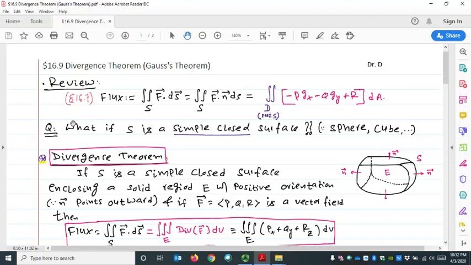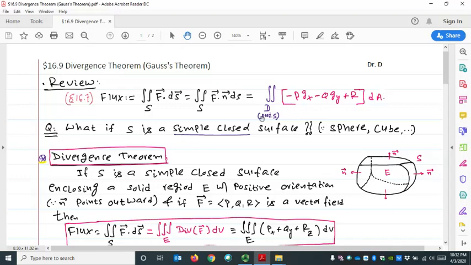The flux of vector field F across the surface S is also denoted by the surface integral of vector field F over the surface S, which is defined as the double integral over D, where D is the projection of S on the xy plane, and the integrand function is negative P times g_x minus Q times g_y plus R, times dA.